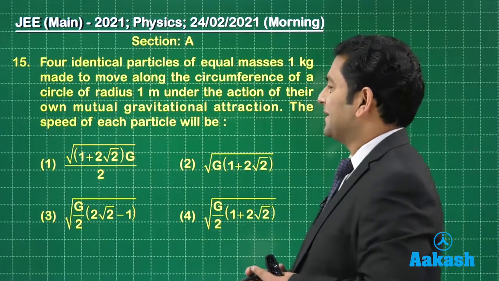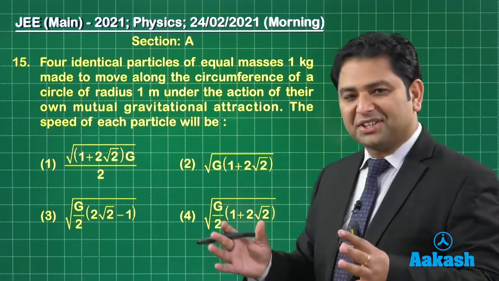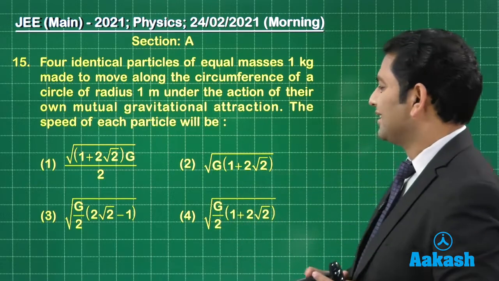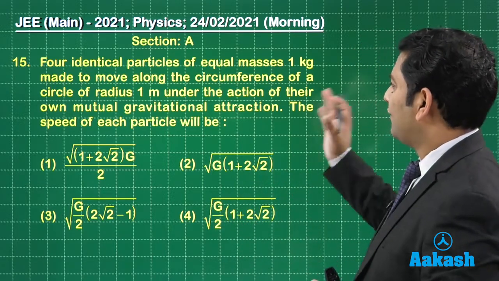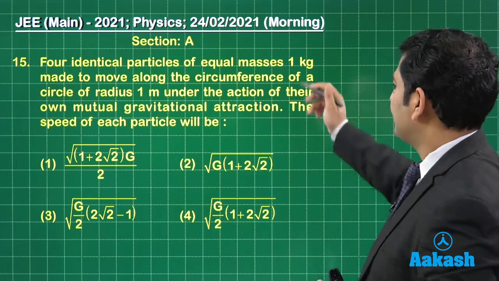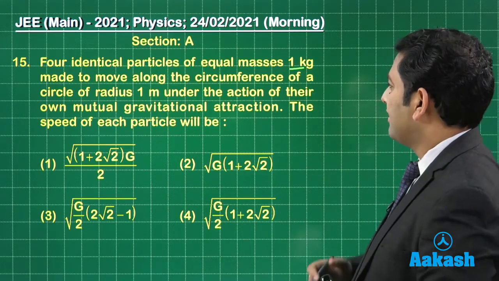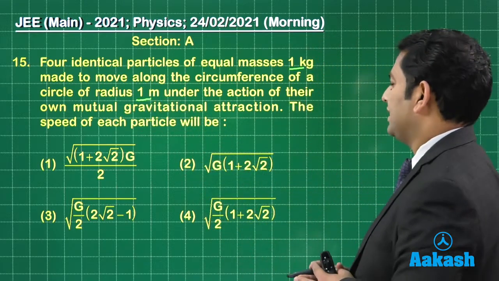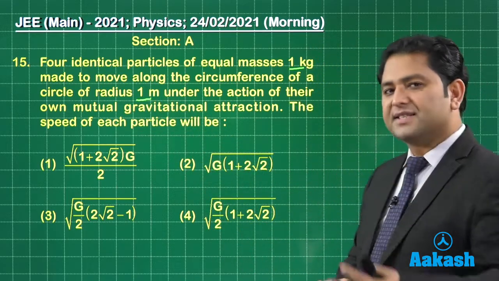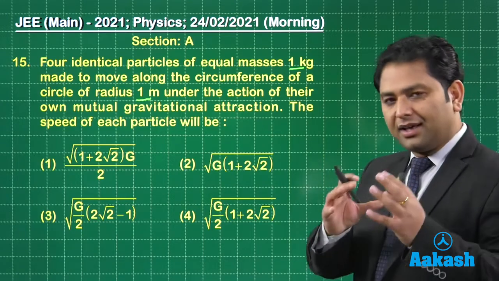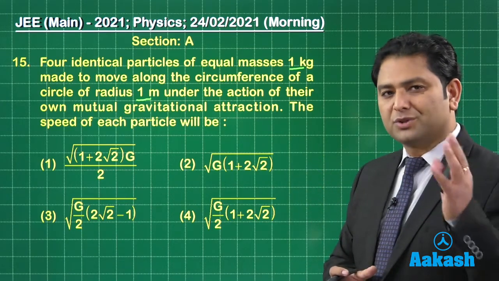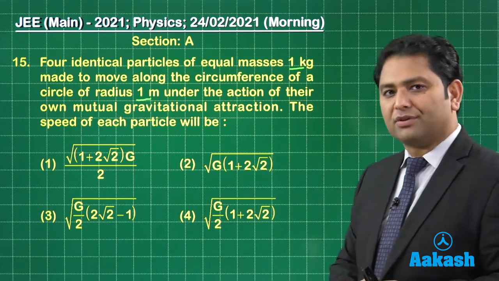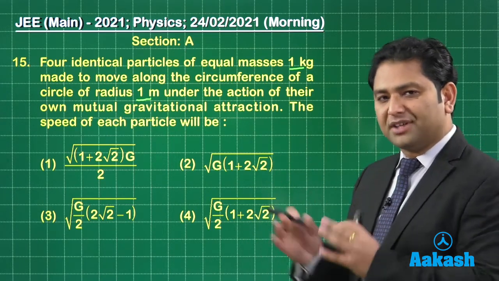Question number 15, all right, gravitation, but the previous gravitation question was extremely simple. This one requires a little bit of thought process. 4 identical particles of masses 1 kg move along the circumference of a circle of radius 1 meter. Now, if these particles are moving in a circle, there must be an agent which provides the centripetal force. And that agent is the net gravitational force.